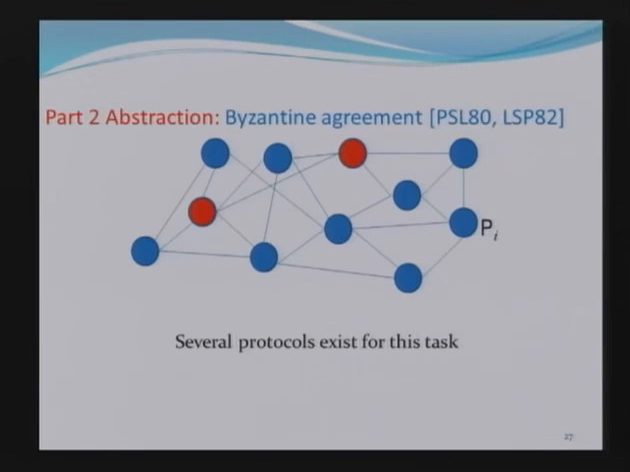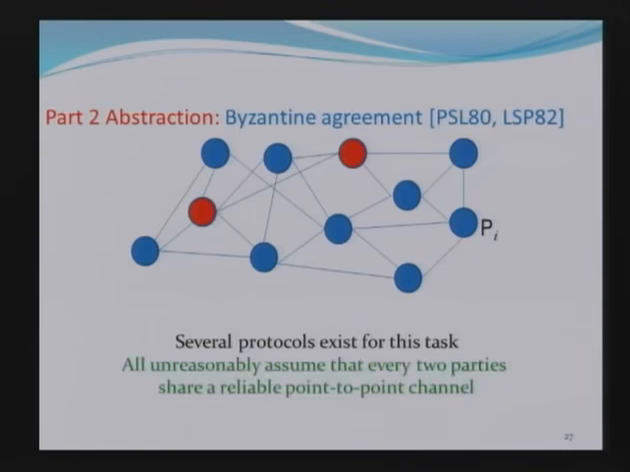So a lot of work has been done in the area of Byzantine agreement, but most of them make an assumption that every two parties in this network actually share a reliable channel. That is, they have a physical channel through which they can actually communicate reliably. And this might not always be the case. You might be connected by a poor degree network, yet you may want to run a Byzantine agreement protocol.